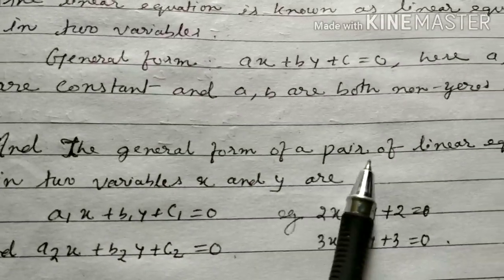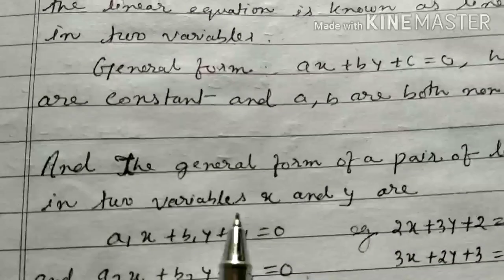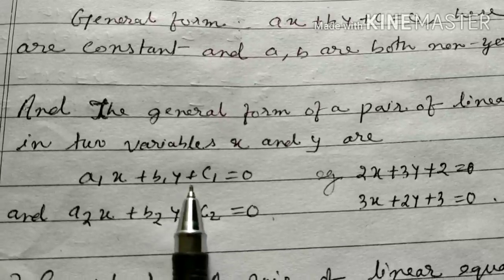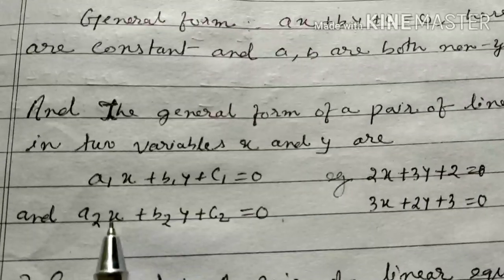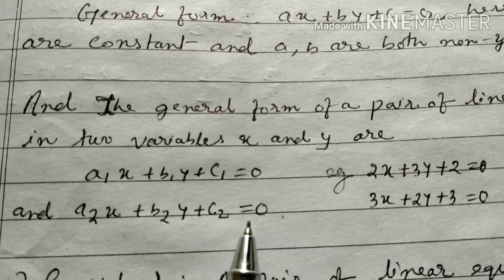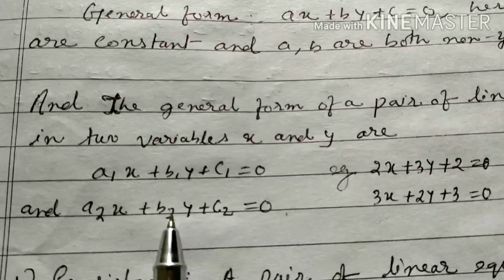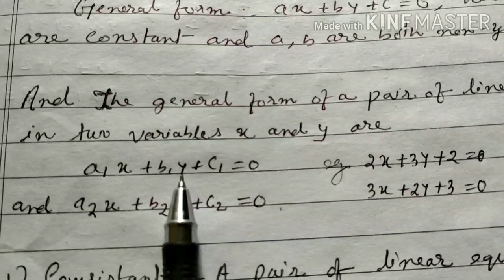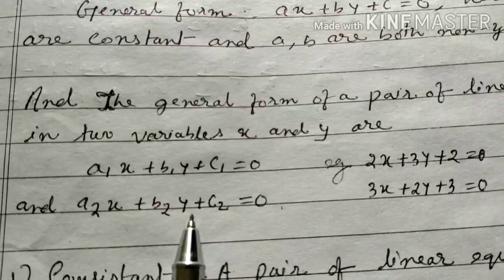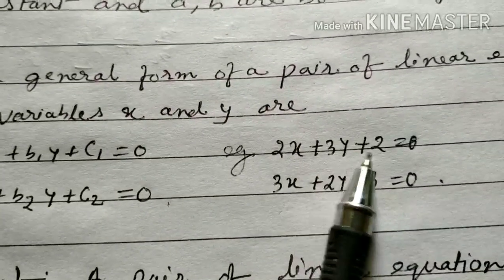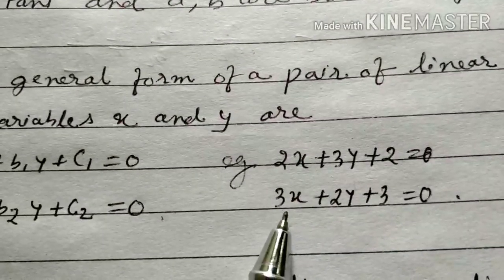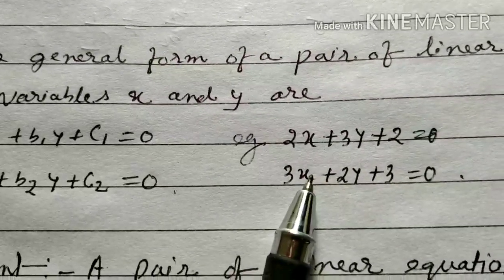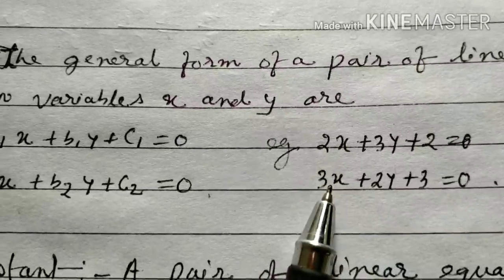And the general form of a pair of linear equations in two variables will be represented by a1x plus b1y plus c1 equal to 0, and then a2x plus b2y plus c2 equal to 0. So these two are the general form of the pair of linear equations in two variables. Okay, for example, twice x plus 3y plus 2 equal to 0, and another one is thrice x plus 2y plus 3 equal to 0. So it is an example of a pair of linear equations in two variables.